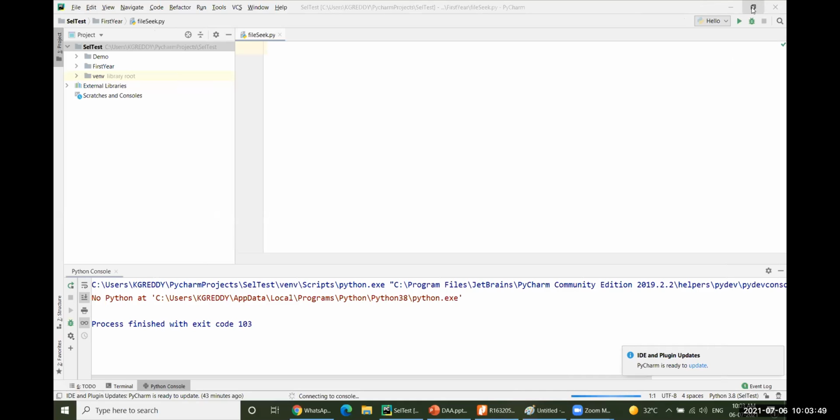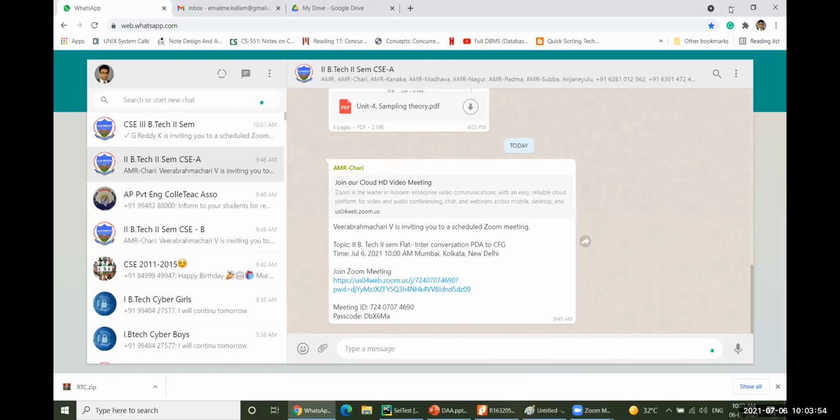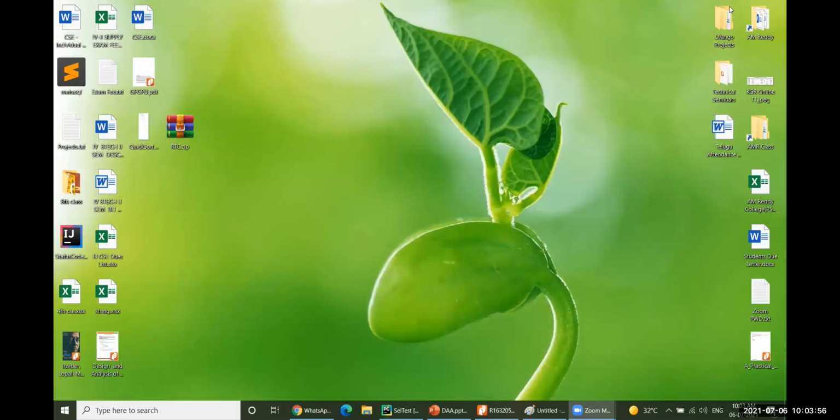We are under the revision pattern. So, I'd like to discuss something about Merge Sort and also check out whether any Merge Sort questions were there in our previous papers. Let us go ahead.